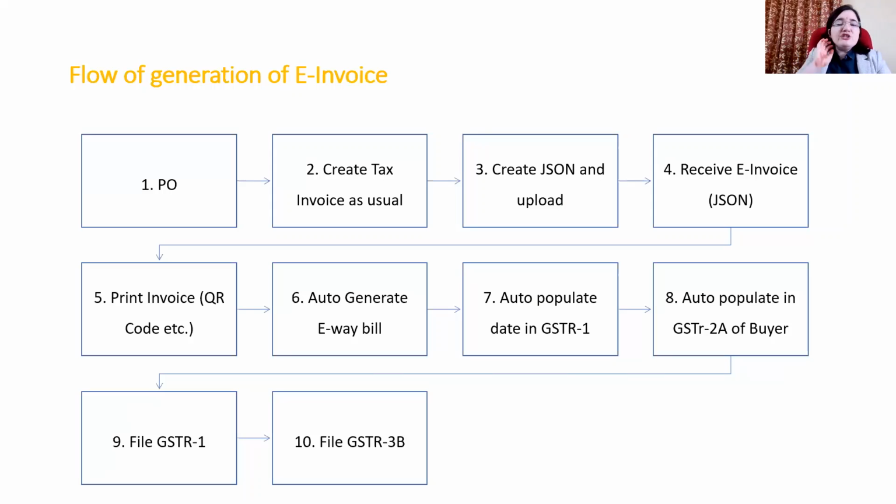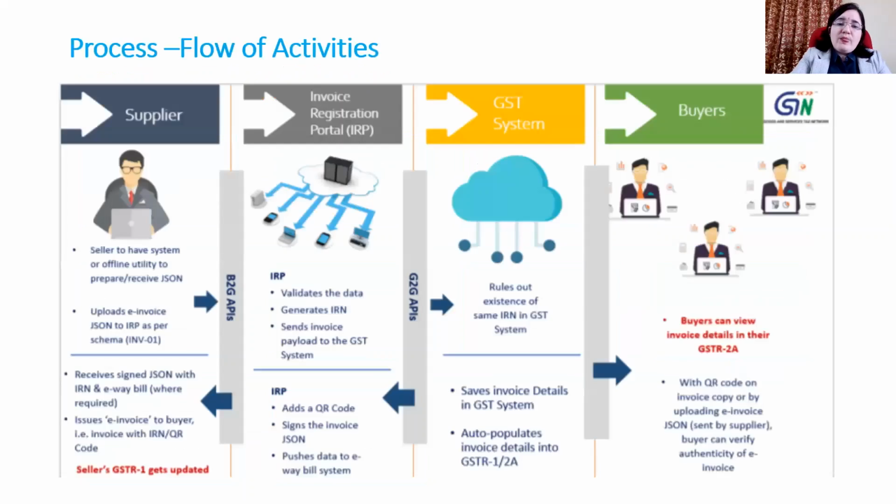So this is one additional parameter that is going to be added, and no other new process is going to be changed. As far as tax invoice is concerned, the tax invoice is going to be the same as earlier, only with one new parameter of QR code.